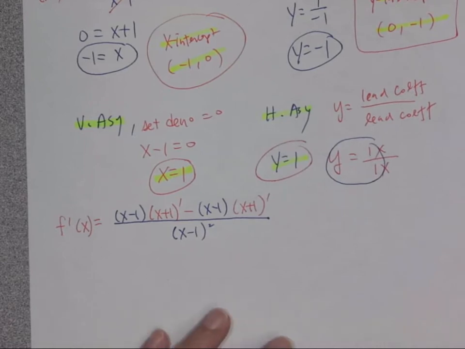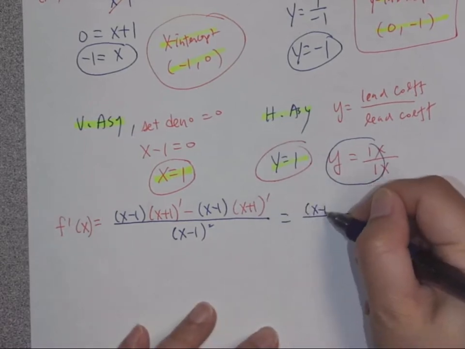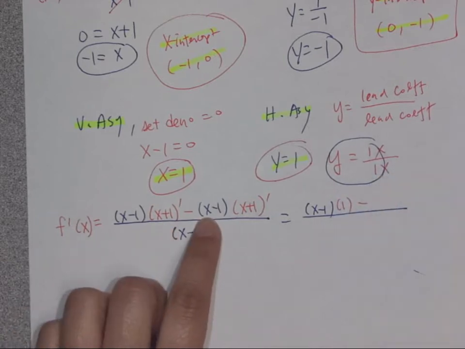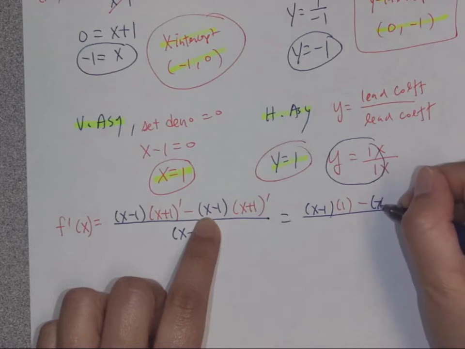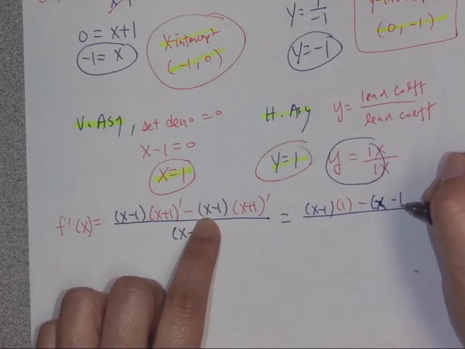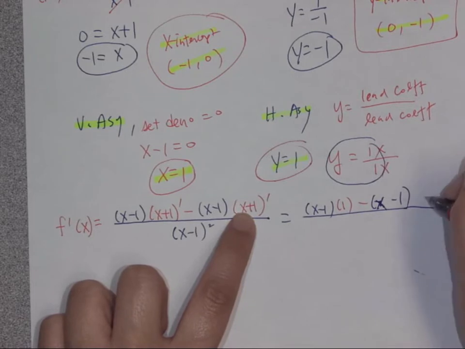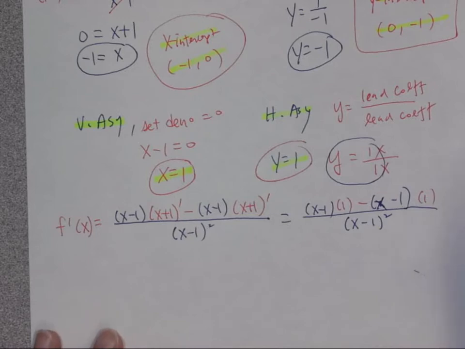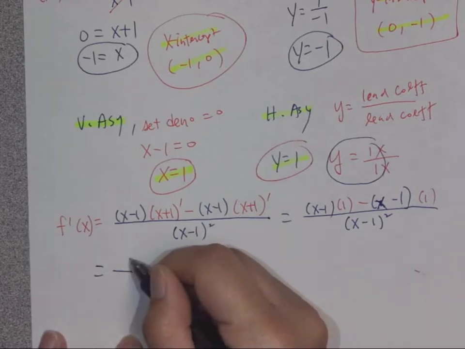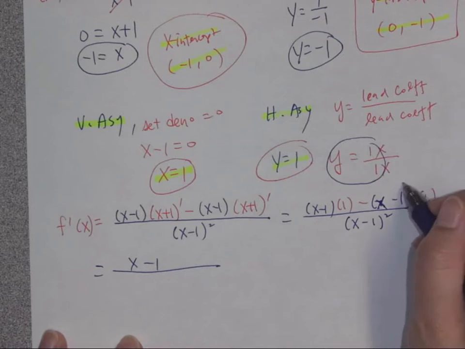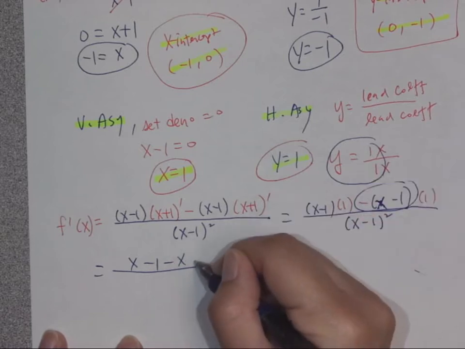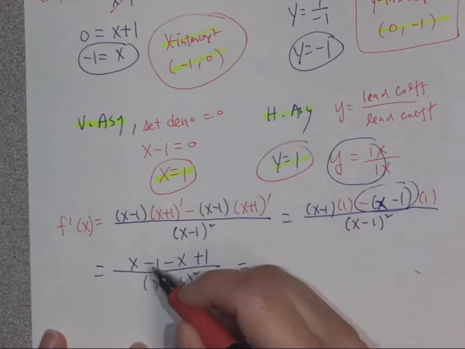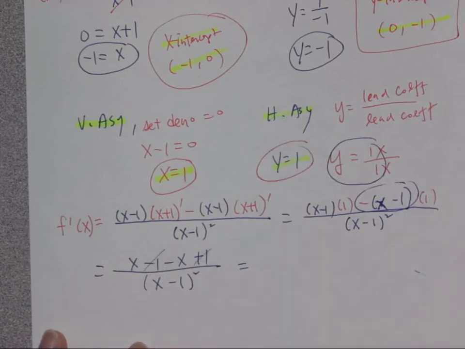Alright, so that will end up with x minus 1. Take the derivative with just 1 minus x minus 1. Sorry about that. This means x minus 1. The derivative of that is just 1. Alright, the bottom part is x minus 1 squared. So I'm going to end up with x minus 1. I have to be careful with this negative sign. Minus x plus 1, right? And then x minus 1 perfect square.